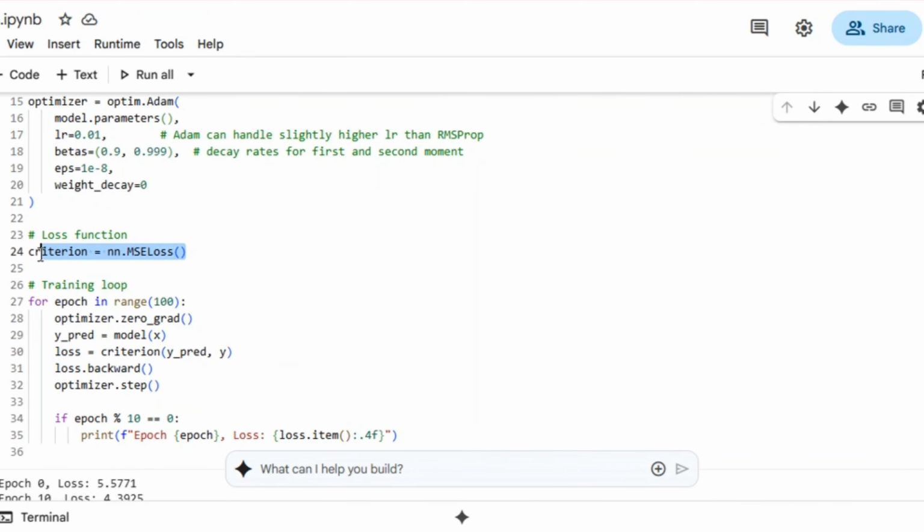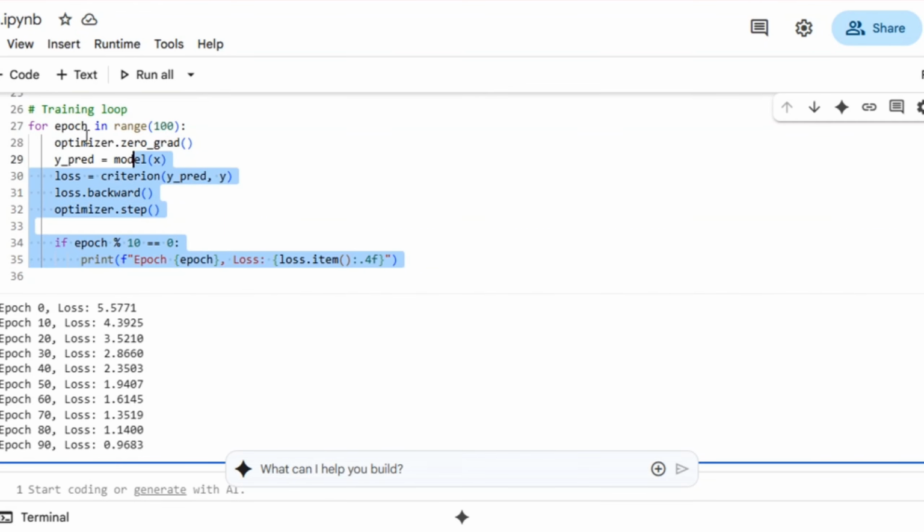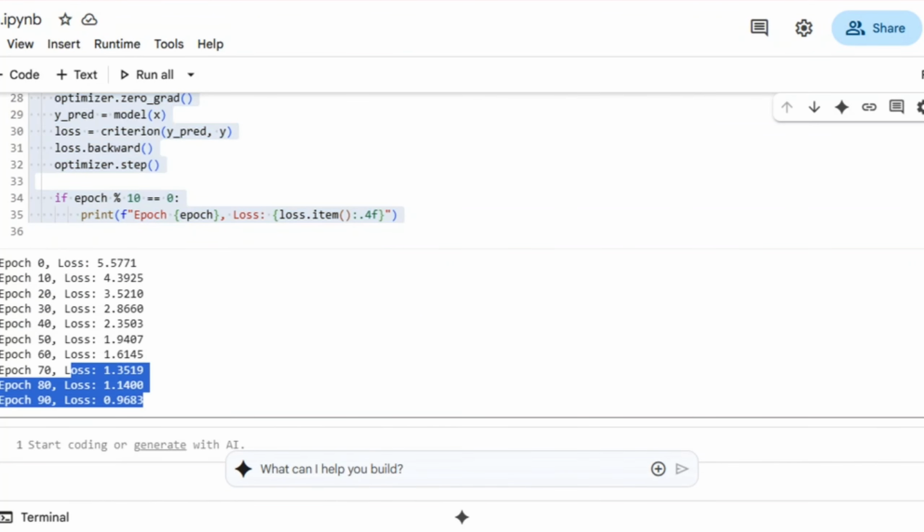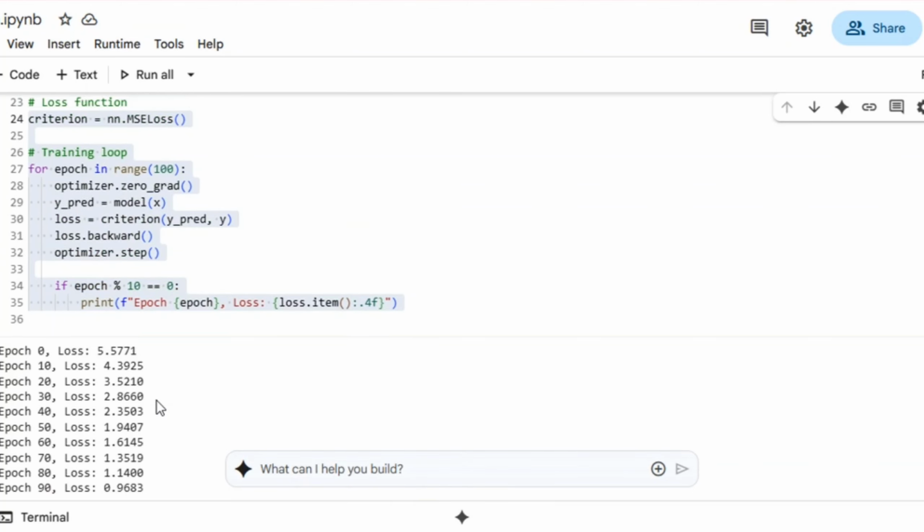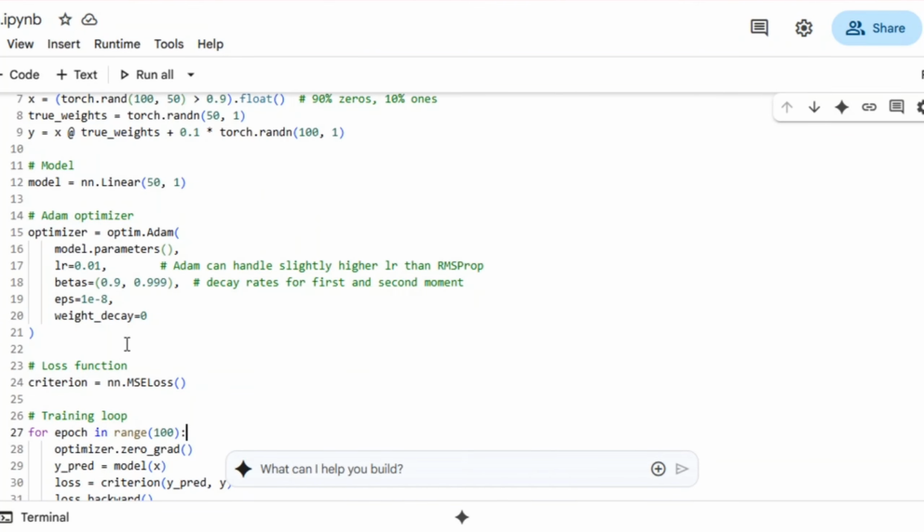As I am working on a regression problem, I am using the mean squared error loss function, and I am training it for 100 epochs. You can see that after 100 epochs of training, I got a loss of 0.9683. This is how you implement the Adam optimizer in your code. By using optim.Adam, you implement the Adam optimizer in your project.